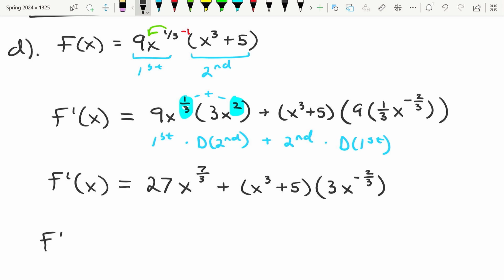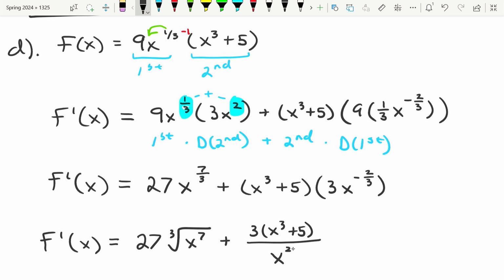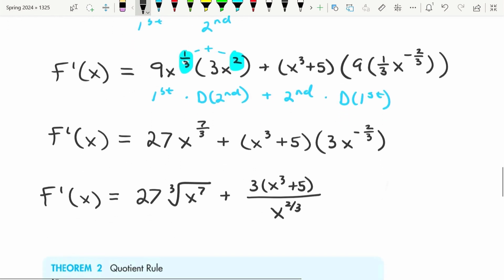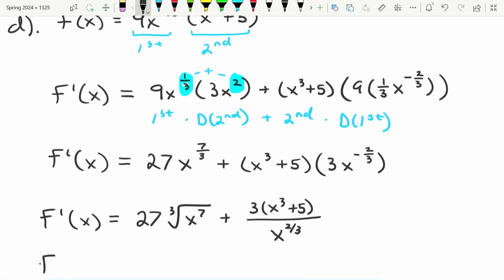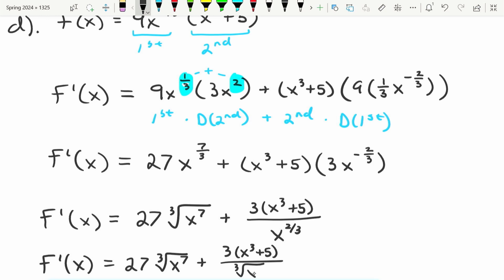So I'm not actually going to do a whole lot of extra stuff to this one to finish it up. I will go ahead and write this as 27 cube root x to the 7 plus 3 times x to the 3rd plus 5 over x to the 2/3 power. I'm just doing that so I can move the negative exponent part down underneath. Everything else goes on top. Or we could write that as 27 cube root x to the 7 plus 3 parentheses x to the 3rd plus 5 all over cube root x squared.